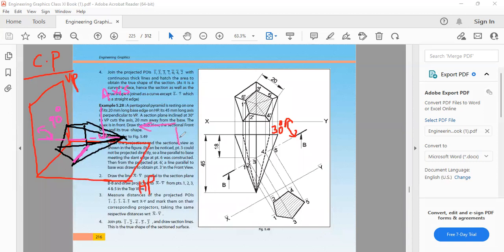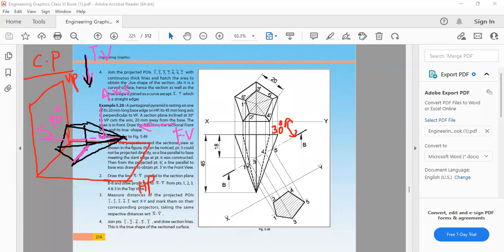So here, what is the front view? Front view is the pentagon. Because why? Because the axis is perpendicular to VP. That means the front view is a pentagon. You can see a pentagon in the front view. Then what about the top view? A triangle. Yes, the top view is a triangle.